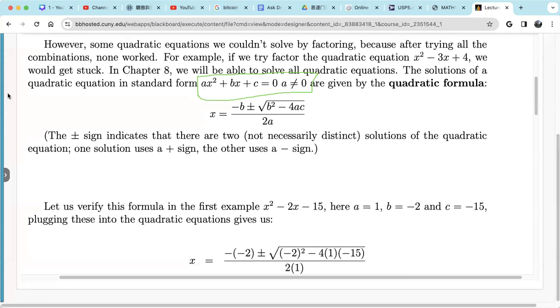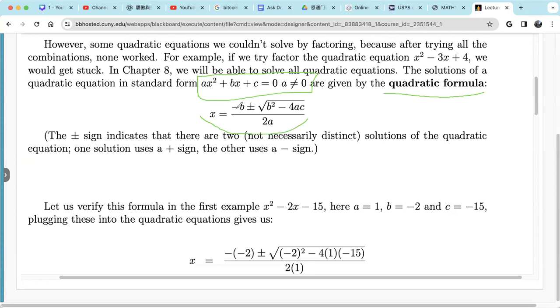I lost my pen somehow. So first we write the equation in this form: ax squared plus bx plus c. We call the number before x squared a, the number before x b, and the number itself c. Once in this form, the solution of this equation has this formula, which is called the quadratic formula.